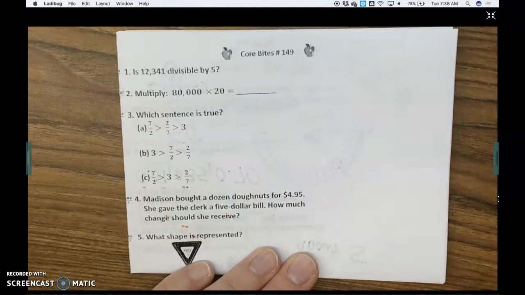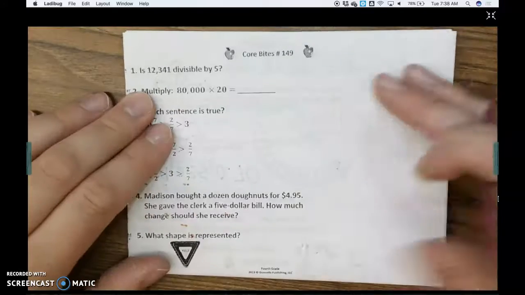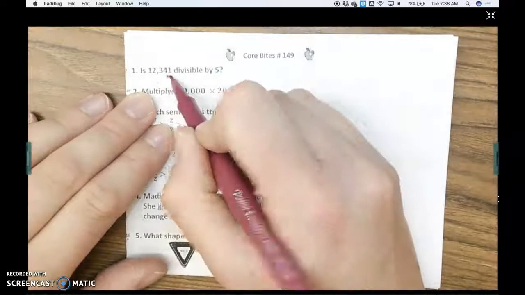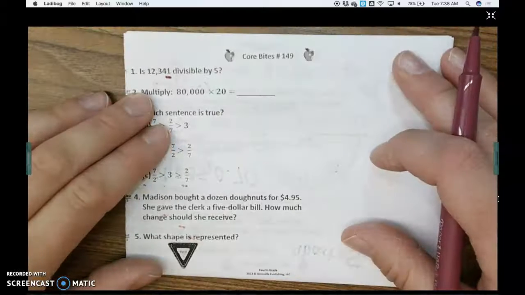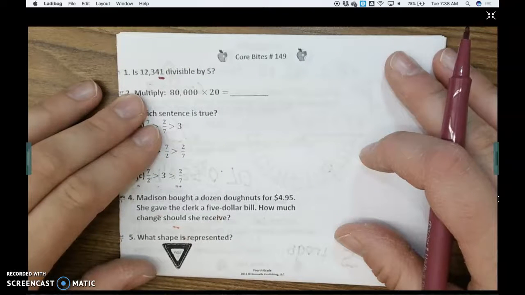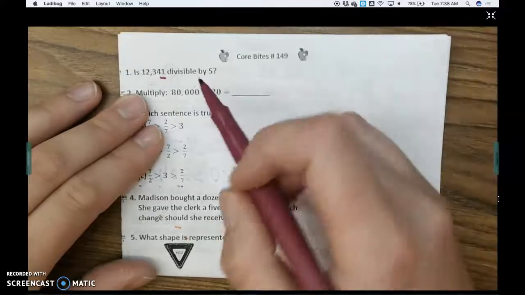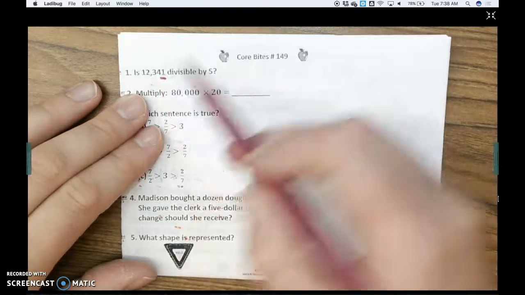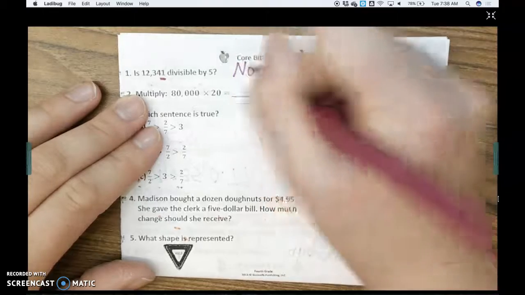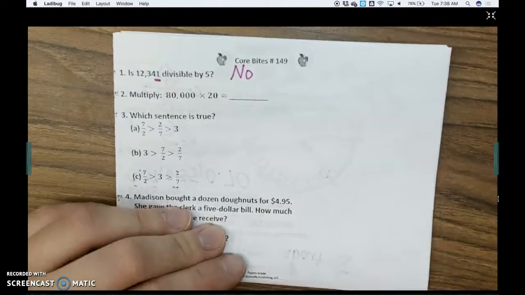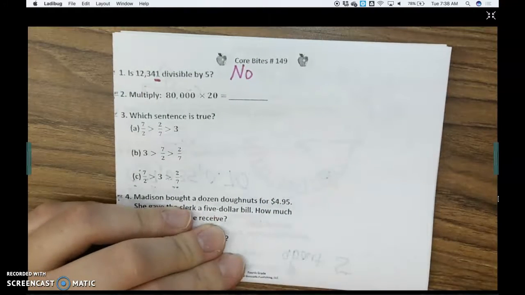The first one says, is 12,341 divisible by 5? To figure that out, you've got to look at your last digit right here. It's a 1. The only way that this number could be divisible by 5, which means you could divide it by 5, would be if it ends in a 0 or a 5. If you look at it, it ends in a 1. So that means, no, you could not equally divide that number by 5. You would actually end up with a remainder.